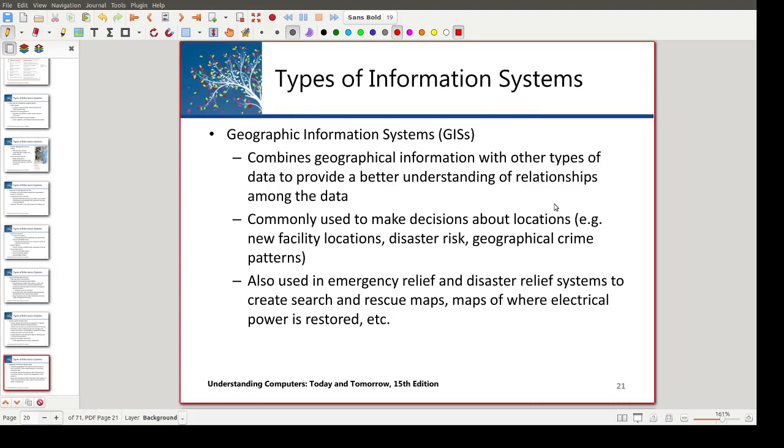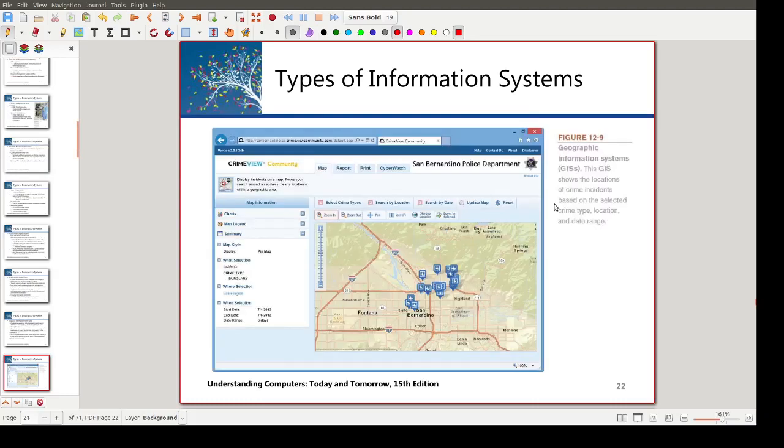GIS combines geographical information with other types of data to provide a better understanding of relationships among the data. So this is a very special case. It is commonly used to make decisions about locations, new facility locations, disaster risks, and geographical crime patterns. It is also used in emergency and disaster relief systems to create search and rescue maps of where electrical power is restored and so on. And we also use GIS in our driving using GPS, for example.